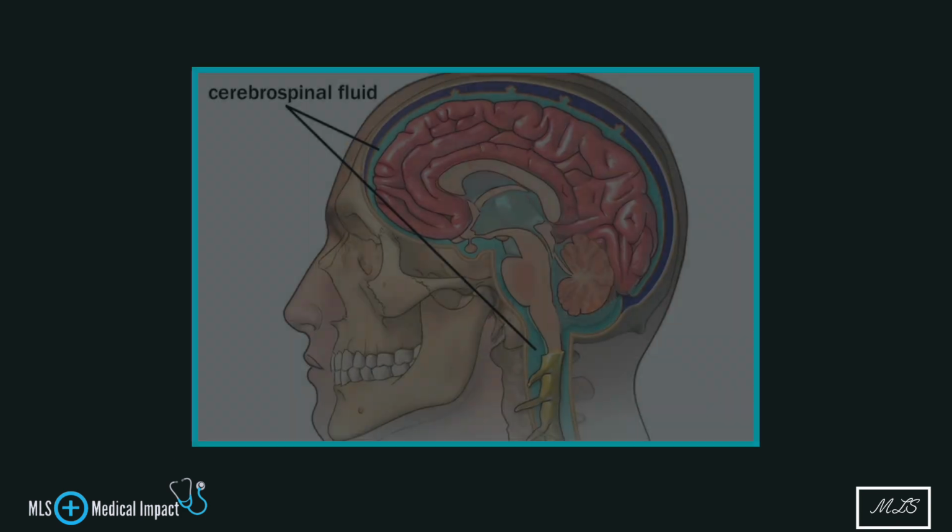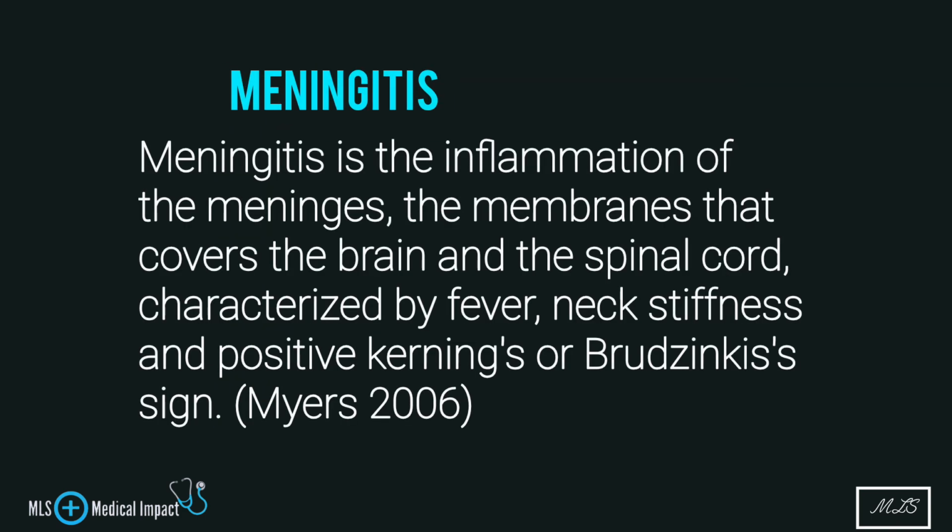So how are we going to define meningitis? So we can simply say meningitis, this is the inflammation of the meninges, the membrane covering the brain and the spinal cord, characterized by neck stiffness, fever, or photophobia. So that's how we can define meningitis.